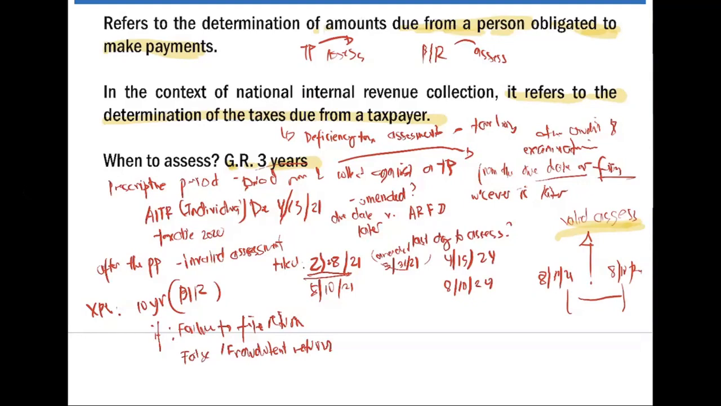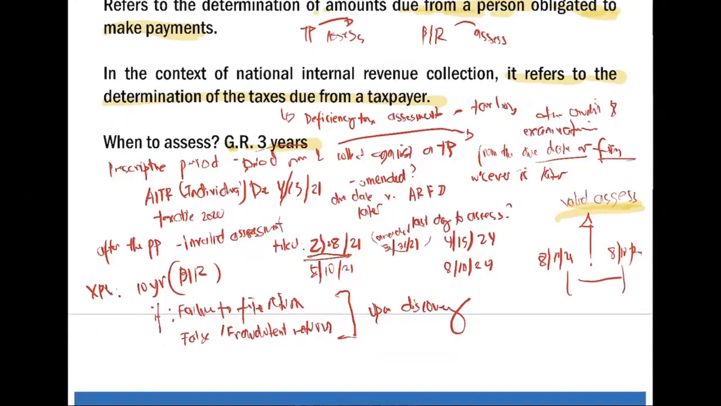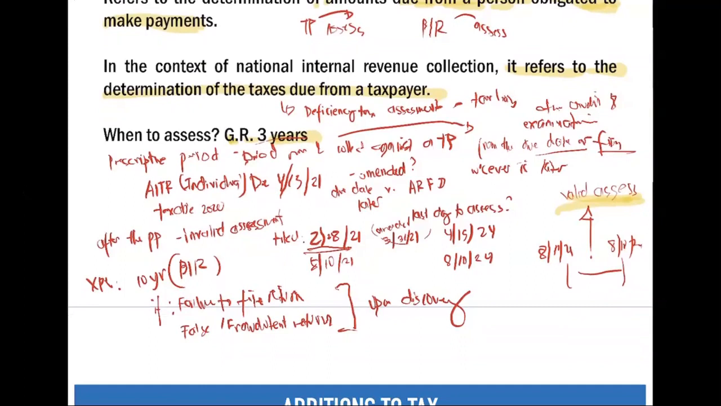So you count from the date, whichever comes later, filing or the due date. But in this case, 10 years upon discovery. So upon discovery of failure to file a return, or upon discovery that there is a false or fraudulent return. Okay, since we're talking about false or fraudulent return, let's discuss the difference between a false return, a fraudulent return, and a non-filing of return. Failure to file return is known as non-filing. So what are the differences of these three items?